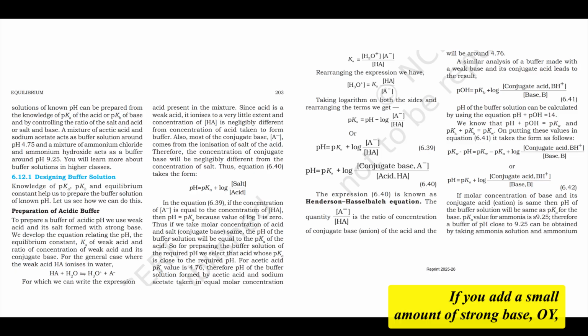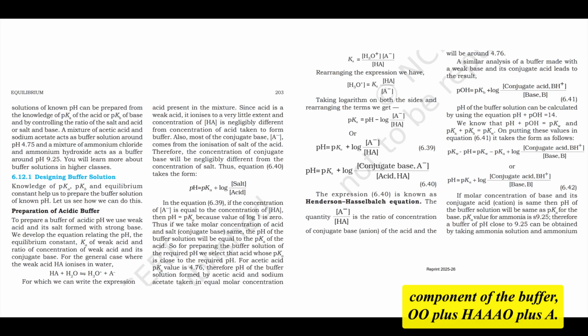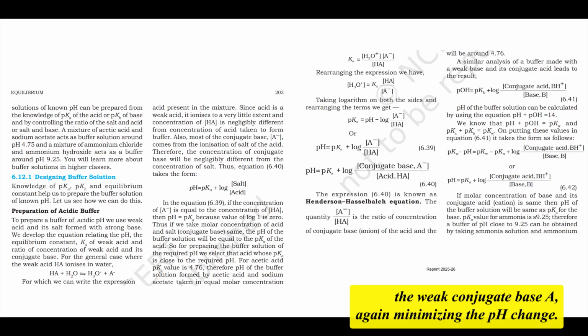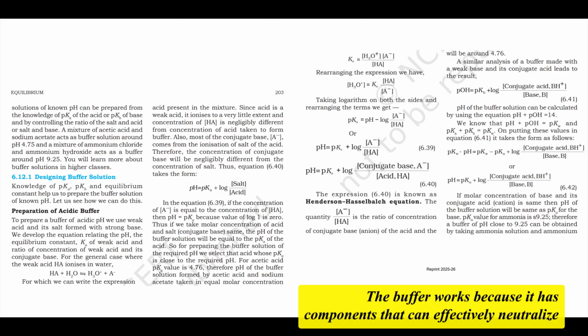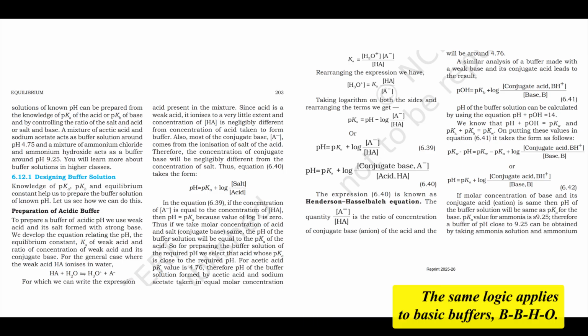If you add a small amount of strong base, OH-, the added OH- ions will react with the weak acid component of the buffer: OH- + HA gives H2O + A-. This converts the strong base OH- into water and the weak conjugate base A-, again minimizing the pH change. The buffer works because it has components that can effectively neutralize small amounts of added acid or base. The same logic applies to basic buffers, B/BH+.